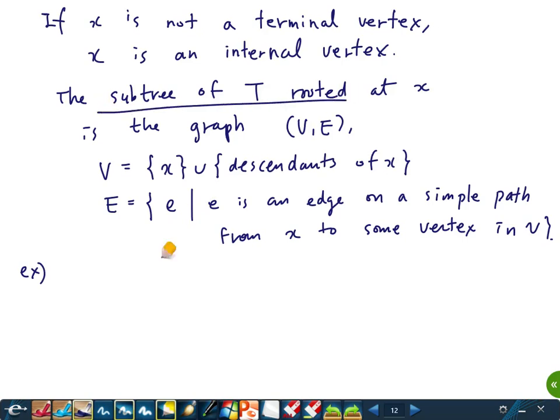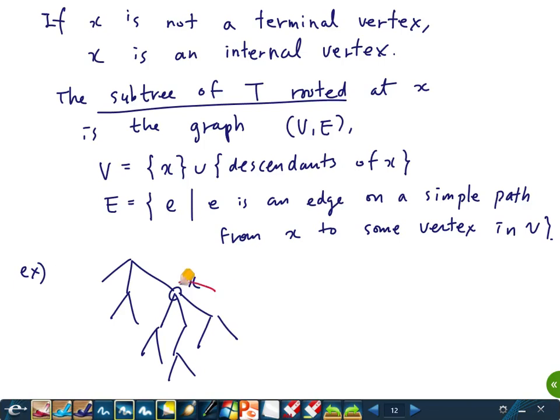So subtree, we have a tree. Subtree rooted at, say, here. Subtree rooted at X is just a tree that's below X. This tree is the subtree. Okay? But why did I write that long sentence here? To be very precise. So what does this mean? X, so what is the vertex set? It contains X, of course, and all the descendants. So we have to contain all of this in our vertex set V.